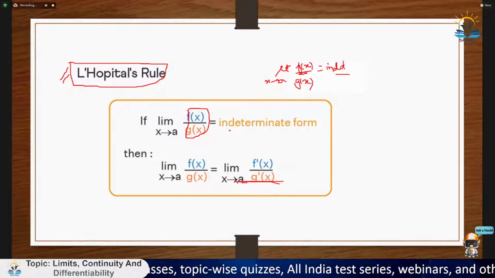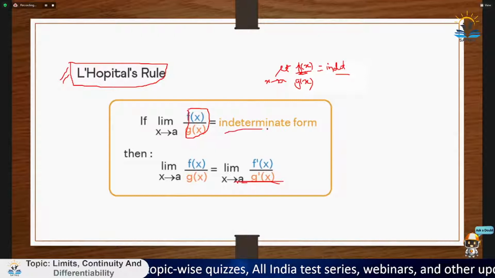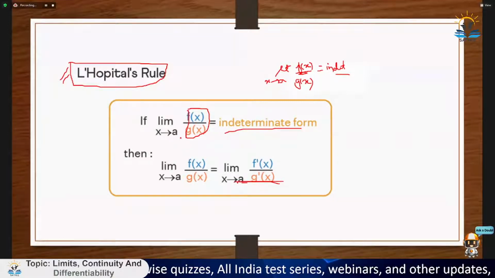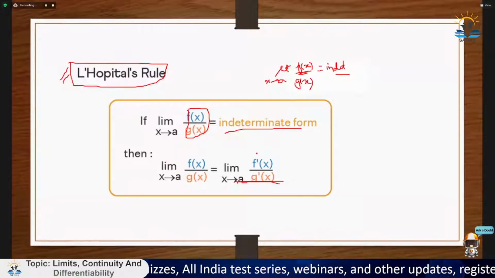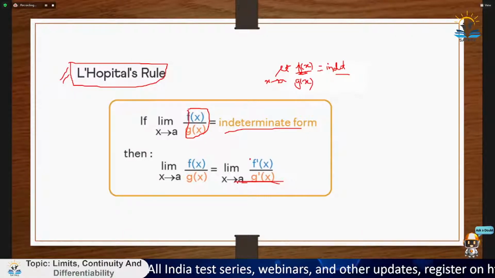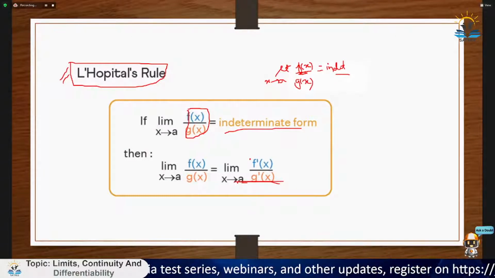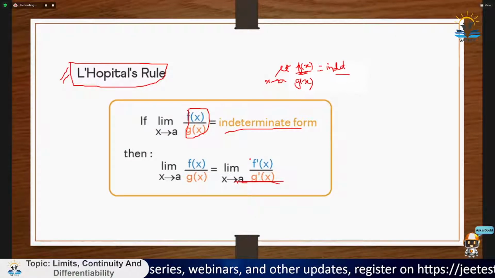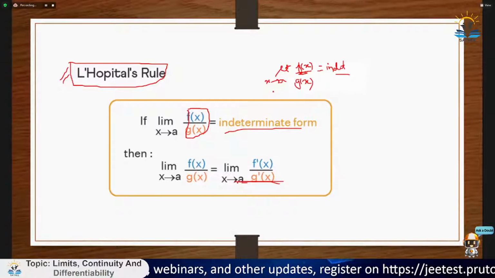The condition is only this, that this should be some indeterminate form. Okay, and again I'm telling you, you are not differentiating this whole thing. Like, you are not differentiating fx upon gx, you are doing f dash x upon g dash x. So please remember this thing.